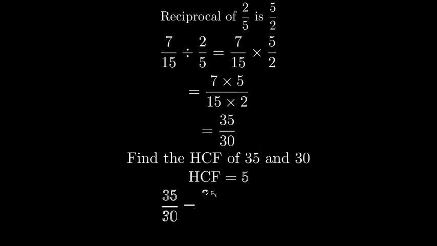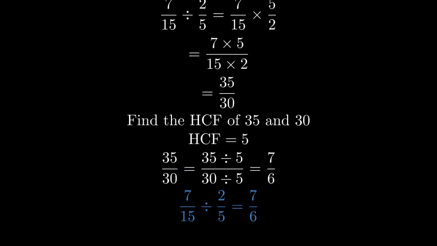Now, we need to simplify. We can find the highest common factor of 35 and 30. The HCF is 5. Dividing both by 5, 35 divided by 5 equals 7, and 30 divided by 5 equals 6. So, 7/15 divided by 2/5 equals 7/6.